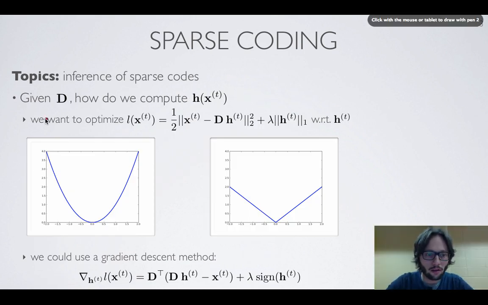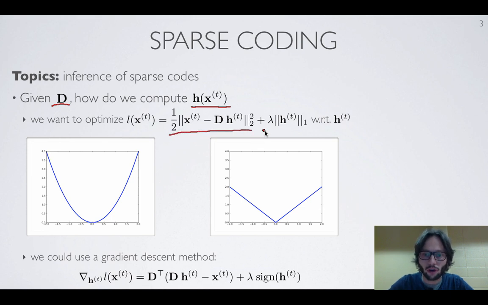So let's assume for now that we are given a dictionary matrix. Now we have to infer the latent representation, the sparse representation h of x_t. What we have to do is optimize this combination of a squared reconstruction term and a sparsity term on h_t with respect to the latent representation. So we have to optimize the sum of a quadratic function with an L1 type function.